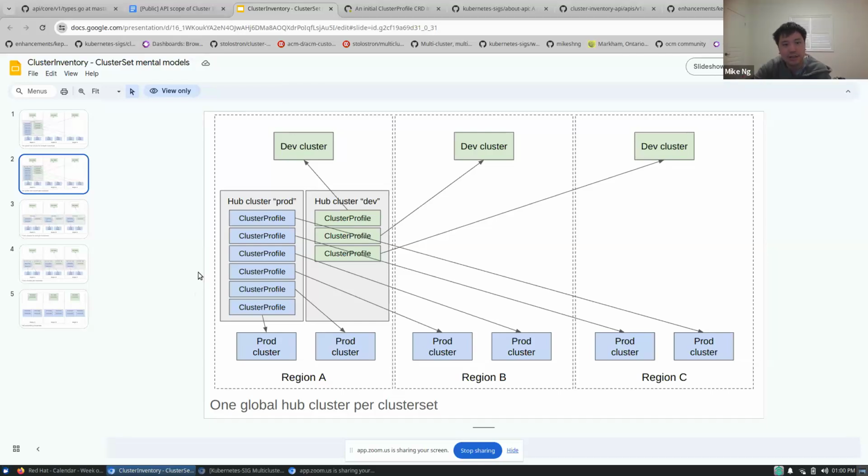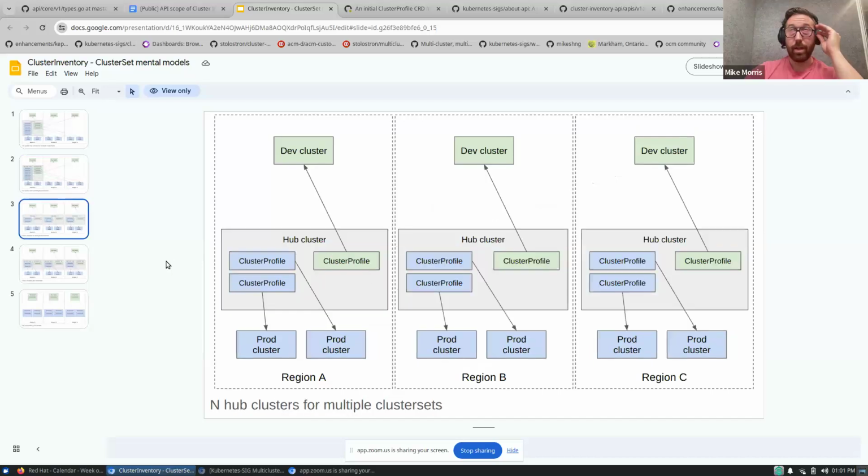Isn't that kind of implying it should be cluster scope? So you have a list of unique cluster profiles, which forms an inventory, and then you have a bunch of cluster sets that somehow map, pick and choose the inventory they want. I don't think that works. Sorry, go Tim. Is that you talking?